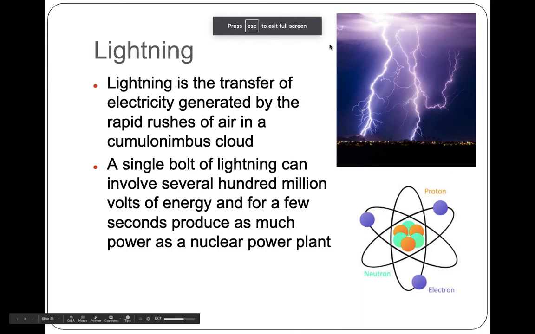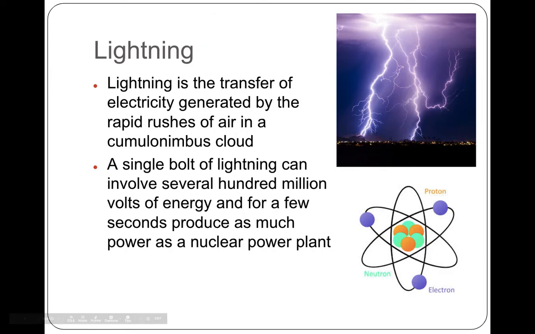Lightning is the transfer of electricity generated by the rapid rushes of air in a cumulonimbus cloud. Remember, those were the big, fluffy ones that are kind of elongated. A single bolt of lightning can involve several 100 million volts of energy and for a few seconds produce as much power as a nuclear power plant. That's huge, right? So over here we see the picture of lightning. We have all hopefully seen it before.